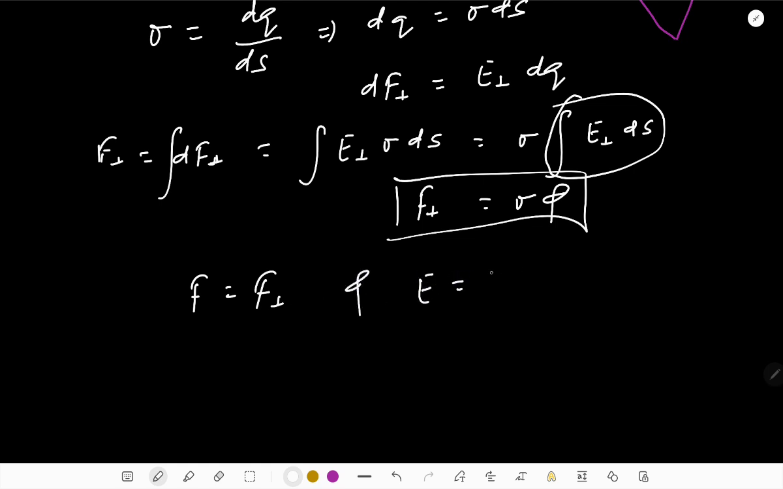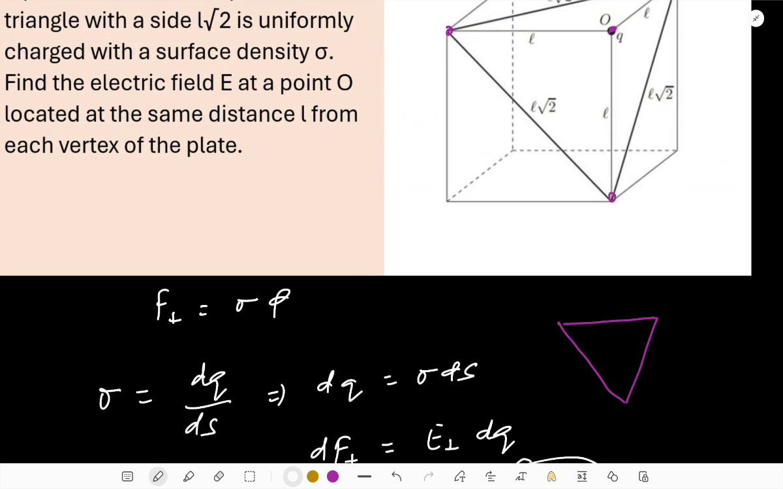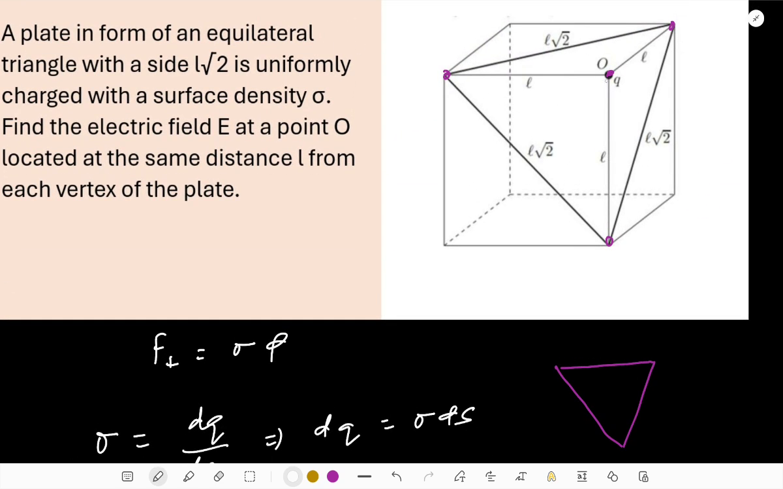Electric field will be force per unit test charge, and that will be sigma phi upon q, where phi is the flux of the electric field of the test charge through the plate. And you can note that the plate and the test charge can be placed inside and on the surface of the cube that is already shown in this figure. This test charge q is placed inside and on the surface of the cube.